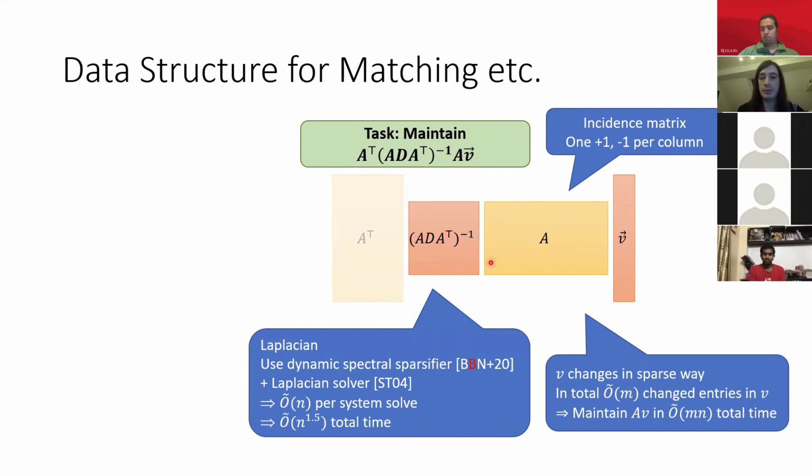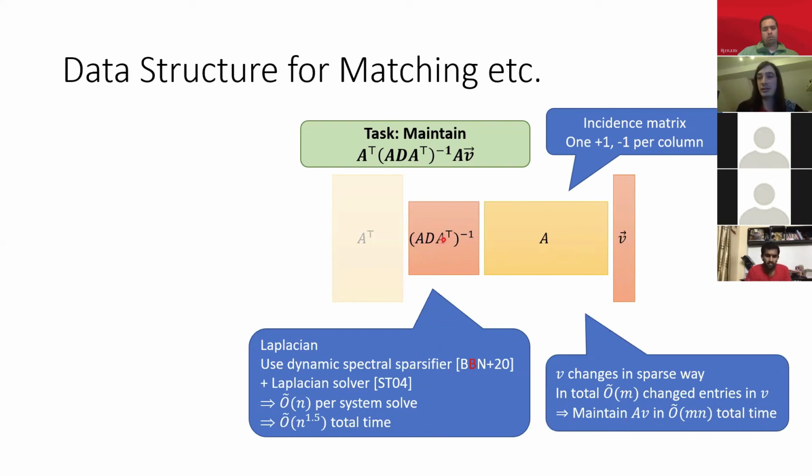Next, when we have computed this product, we have to multiply with this inverse here. And the nice thing is, if A is this incidence matrix, then this A D A transpose is exactly a Laplacian. It is a Laplacian of the graph with some edge weights given by this diagonal matrix. And in a previous work with Aaron, we have shown that you can maintain a dynamic spectral sparsifier. Like we can maintain a sparsified version of this Laplacian. And previously we had shown we can use a spectral approximation. So we can just replace this Laplacian here with our spectral sparsifier.